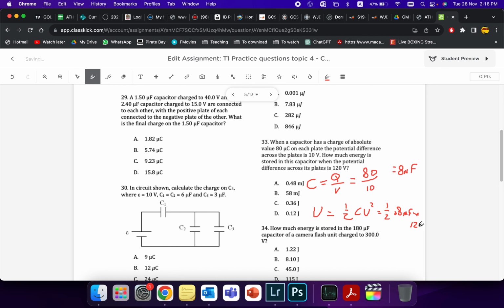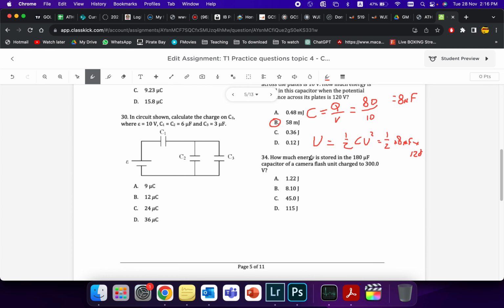Running out of space again. 120 squared. I need to really think this through. 120 squared. If I put that in, I will get my answer: 0.0058. I'll get 58 microjoules. Amazing. All right, so not microjoules, sorry, it becomes millijoules.